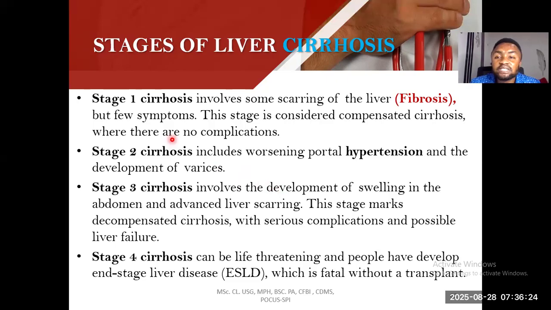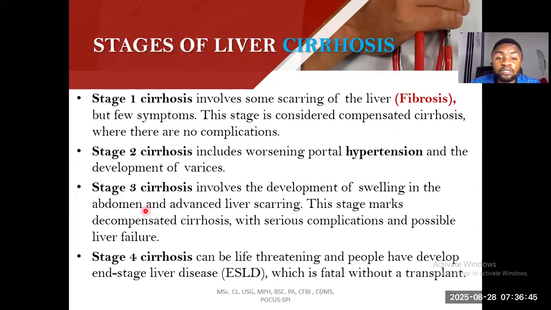We have stage 1 up to stage 4 liver cirrhosis. So when you're writing reports, don't just write liver cirrhosis and you are done. What report is that? Tell us the stage. Depending on what you see, it will tell you this is the stage that the person is on.